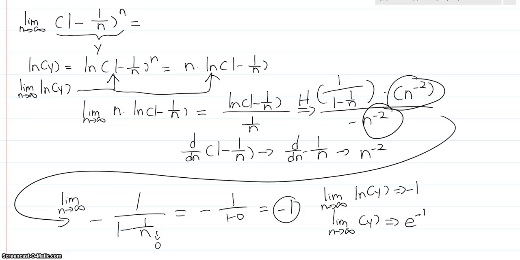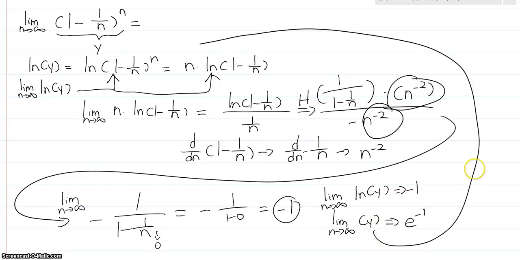And what's y? Remember, we said y is the whole thing. So we have our answer now. The limit as n approaches infinity of (1 minus 1 over n) to the n's power is e to the negative 1.